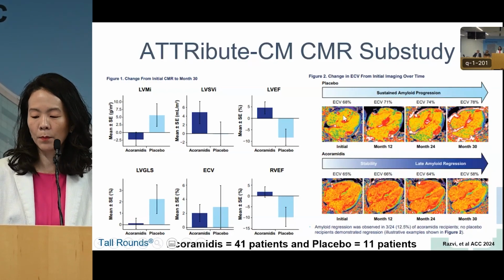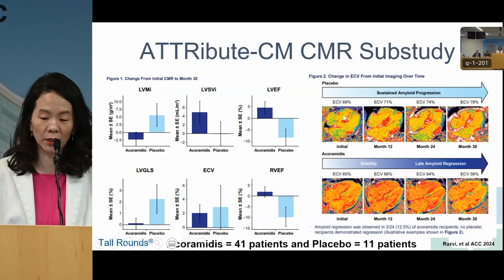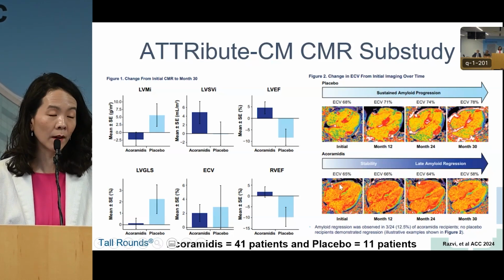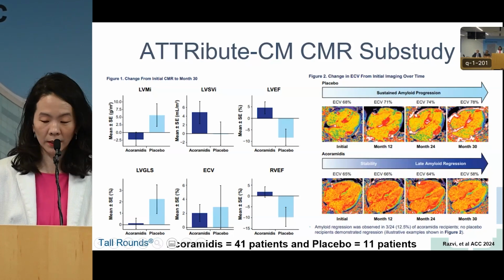So as Maz pointed out, this is a slow progression. So in patients with sustained amyloidosis progression, this is over 30 months, you can see the increase in ECV is on the order of 2 to 3% each year. And in terms of stability, it was really stable at 12 months. Then only at 24 months do you start to see regression at 64, then 58. So really it takes a while in many patients to actually see a response and decrease in ECV.